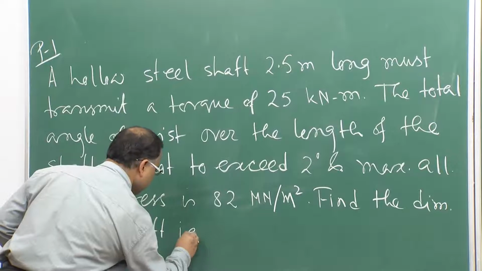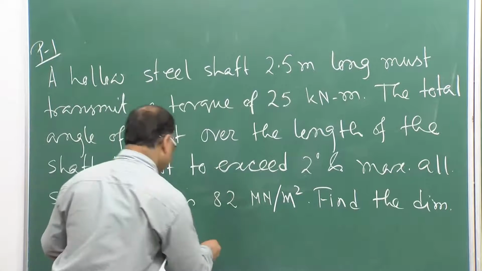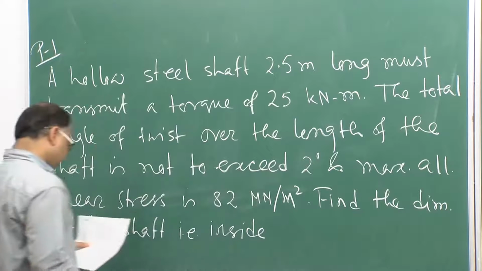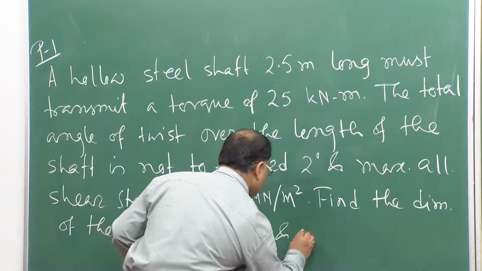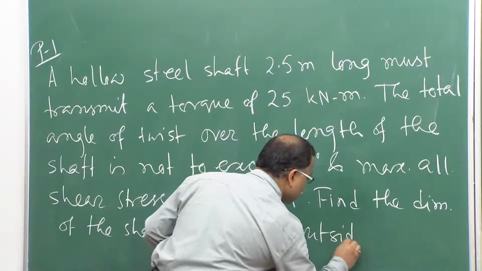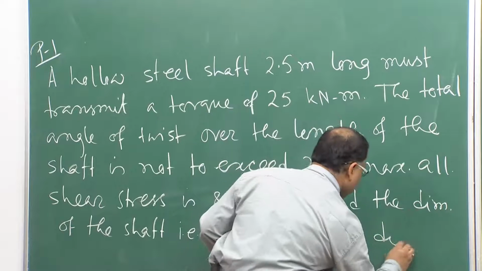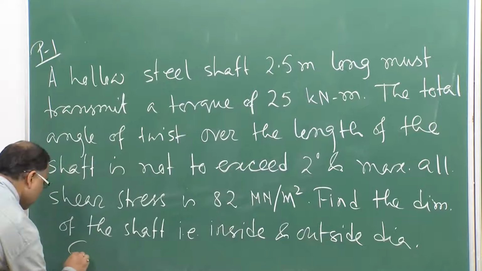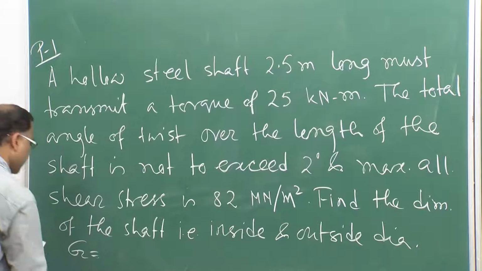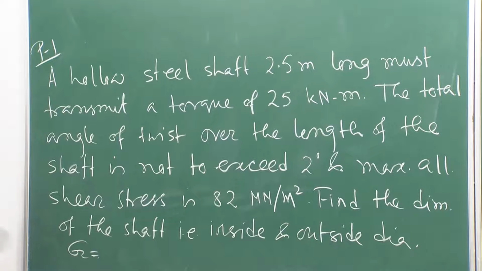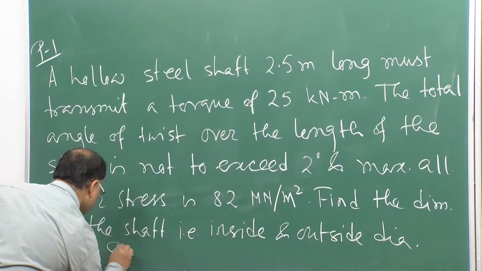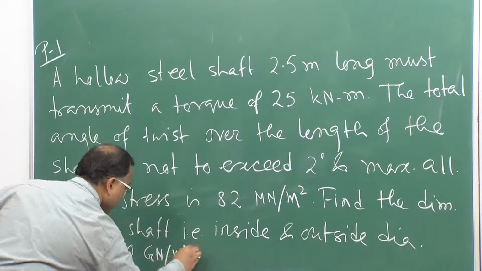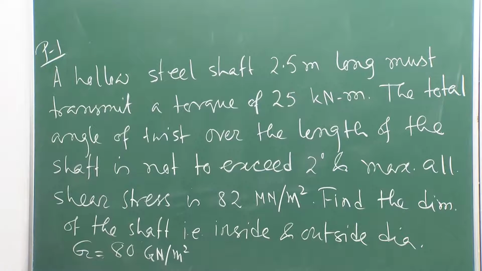that is, inside and outside diameters. Given is G, that is the shear modulus, as 80 giganewton per meter square. Okay, so this is the problem.